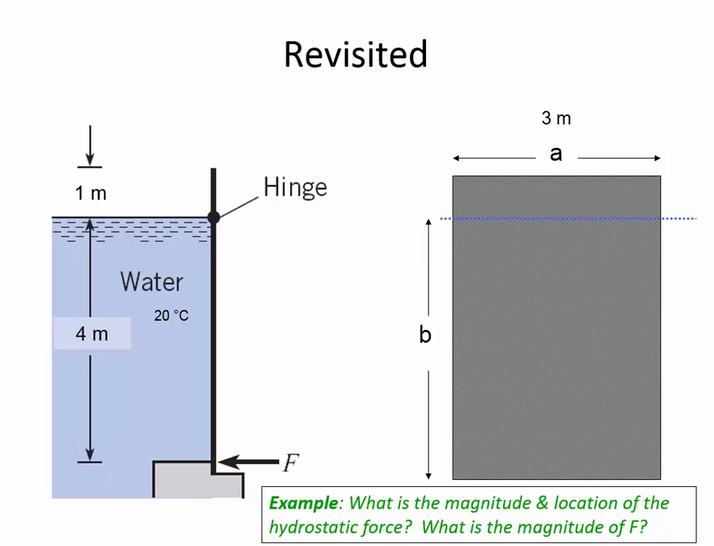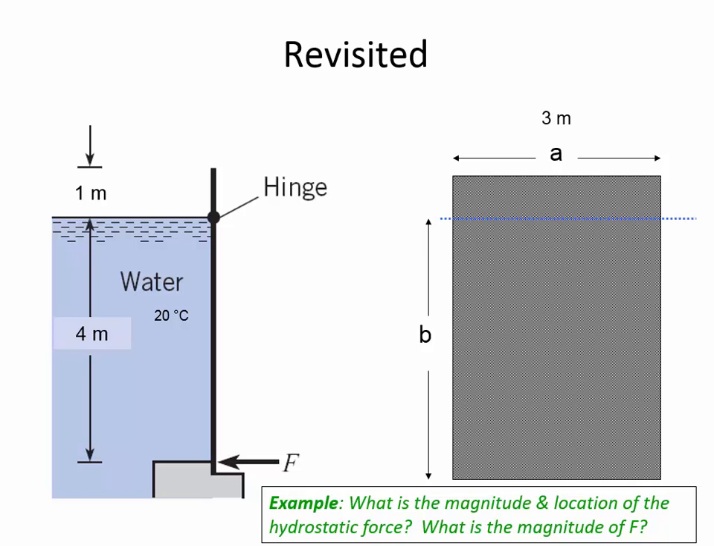We're going to find the hydrostatic force and its location for what's acting on the gate from the water side, and then find out what force F is required to hold the gate closed. You can see that in this example, the water temperature that's specified is 20 Celsius, and so we're not going to use the standard unit weight of 9810. When the temperature is specified, you go back into the appendix and find the actual unit weight associated with that.